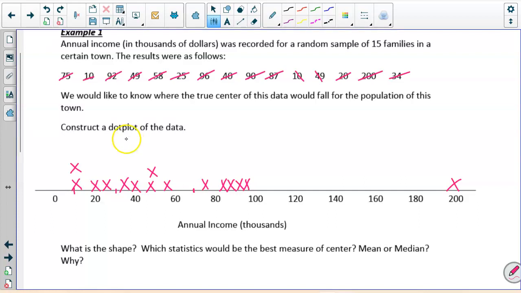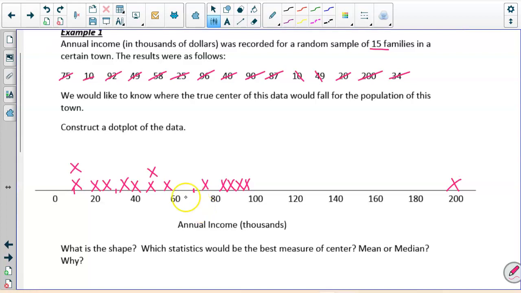All right, so I always like to double check. It said we had a random sample of 15. I like to go in and make sure I actually graphed 15. So 1, 2, 3, 4, 5, 6, 7, 8, 9, 10, 11, 12, 13, 14, 15. Would you say this is a normal distribution or it's skewed? Would you say there appears to be an outlier?